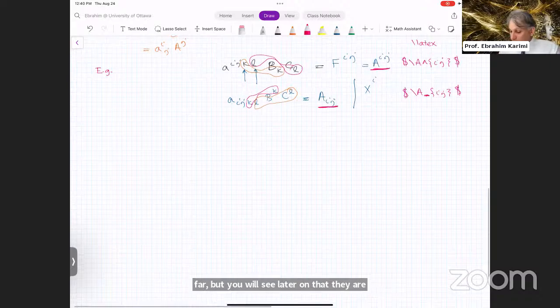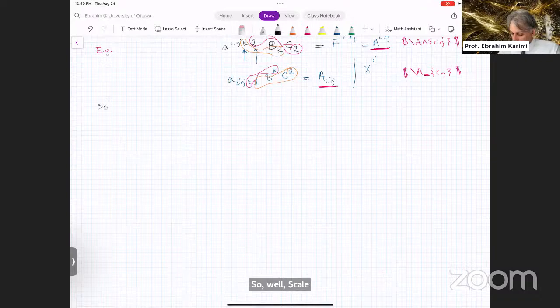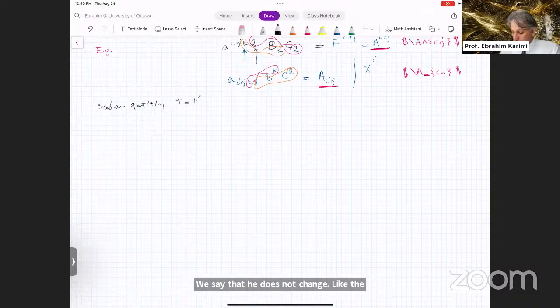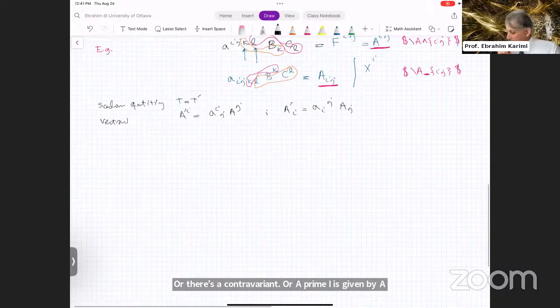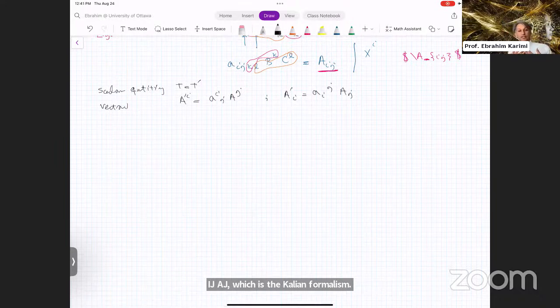So, a scalar quantity, we say that it does not change, like the temperature, T is equal to T prime. The vector quantity is given by either of these forms. A_i prime is A_ij A_j, which is the contravariant formalism, or A prime_i is given by A_ij A_j, which is the covariant formalism. What happens if I have something beyond this?